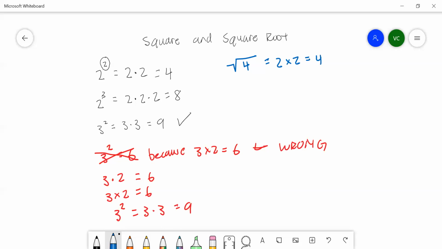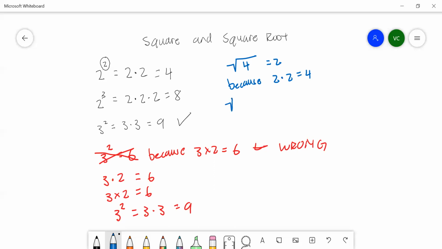So the square root of 4 is going to be 2. Or let me make that a little cleaner. Square root of 4 is 2 because 2 times 2 equals 4.